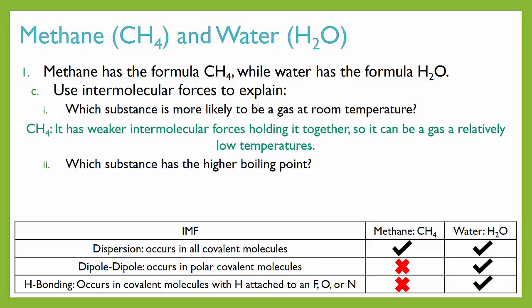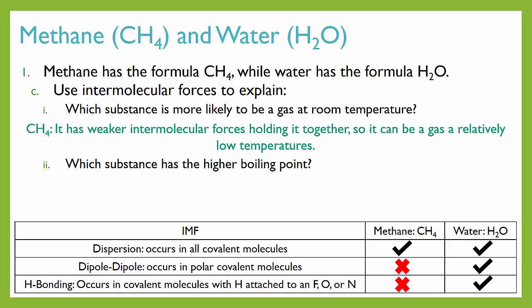So for this reason, methane is going to be a gas at room temperature. Those intermolecular forces are pretty weak and it's not being held together very tightly. So those particles are going to be able to spread really far away from each other. It's going to be very diffuse. It's going to be a gas.